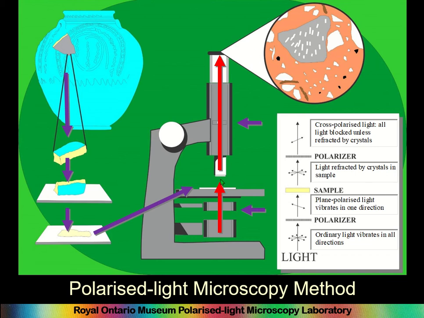So in order to see what's going on when both polarizers are on, the upper polarizer can be taken in and out. When it's in, it's called cross-polarized light, and when you take it out, it's plain polarized light. When they're both in, you shouldn't see anything unless the light is refracted by crystals in the sample. Other textures can refract light, but crystals are the most useful thing.